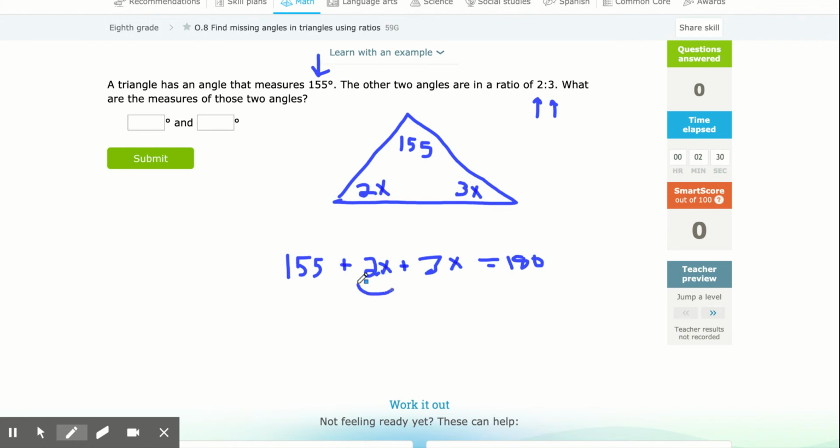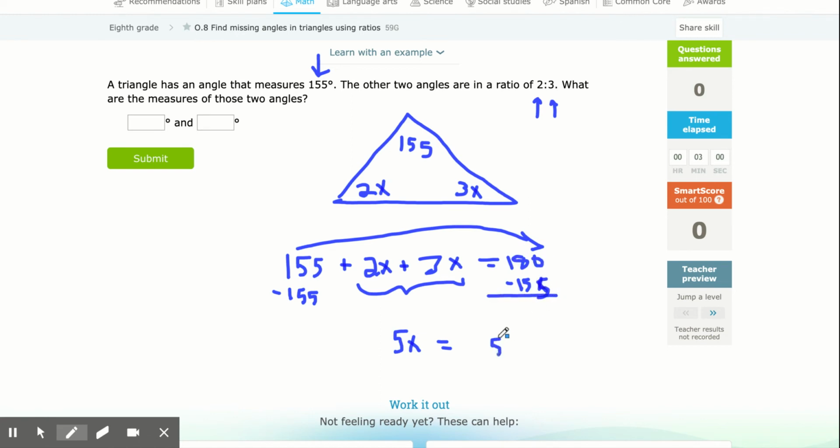We can add like terms. 2x plus 3x is 5x. At the same time, I'm going to subtract the 155 over. What I mean is I'm bringing it to the other side, isolating the x terms. So I brought this term to the right side of the equation, and I combined the two x terms. That gives me 5x equals 180 minus 155. 180 minus 155 is going to be, I had to borrow from the 8, 25. And that tells us that unknown x value is going to be 5.